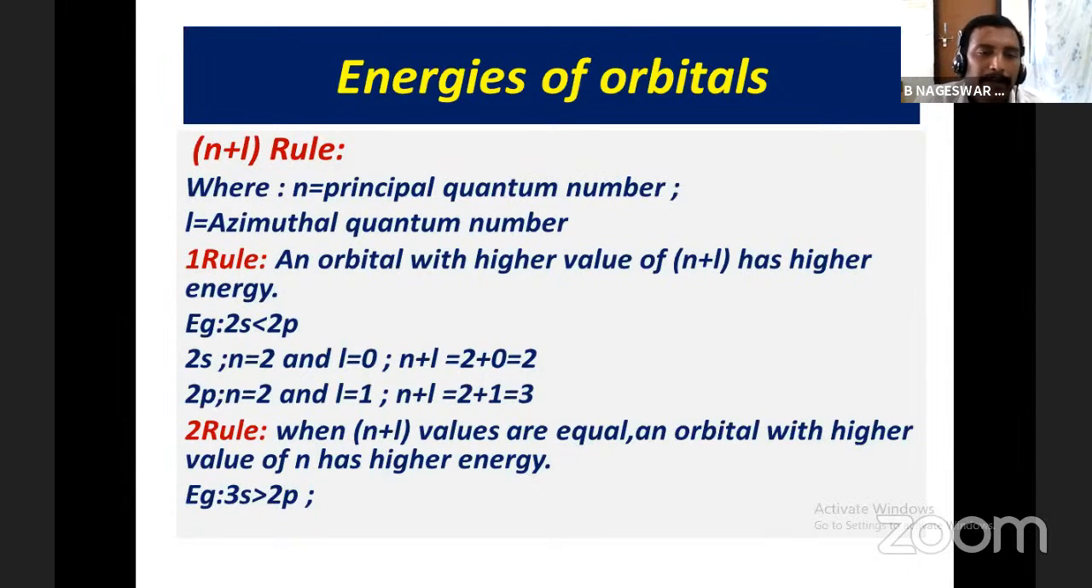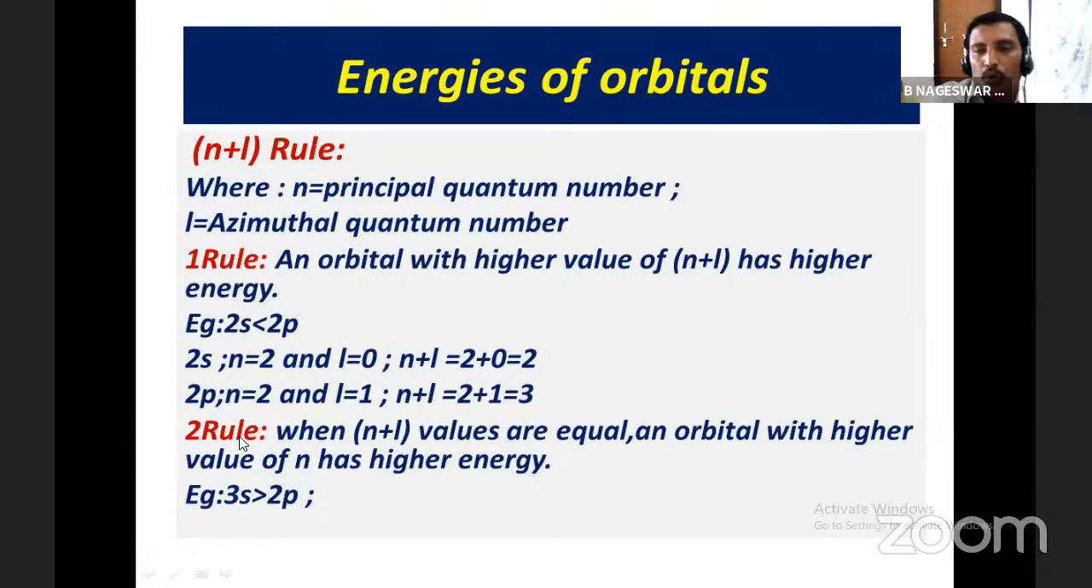Suppose, children, we take the 2s orbital and the 2p orbital. For the 2s orbital, n plus l is 2 plus 0, which is 2. For the 2p orbital, 2 plus 1 is 3. So it is 2 and 3. Which one has the higher value? 2p has the higher value, so it has more energy compared to the 2s orbital.